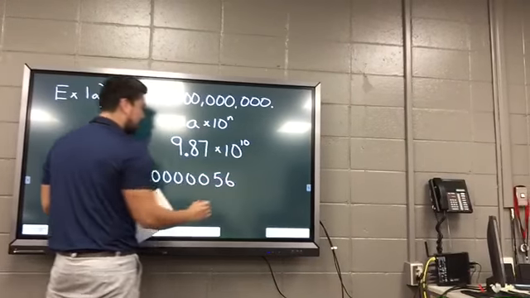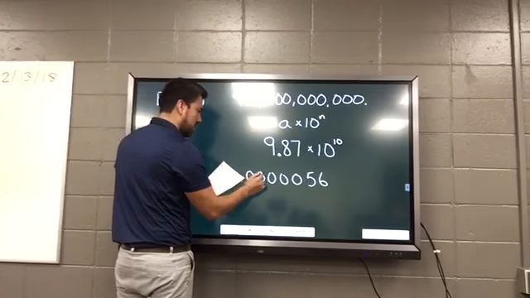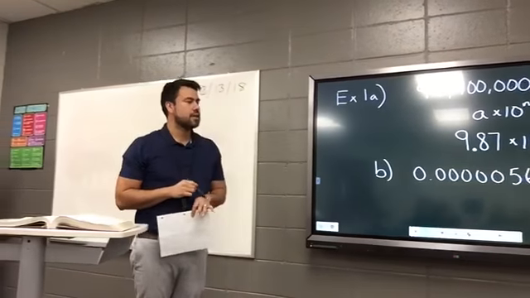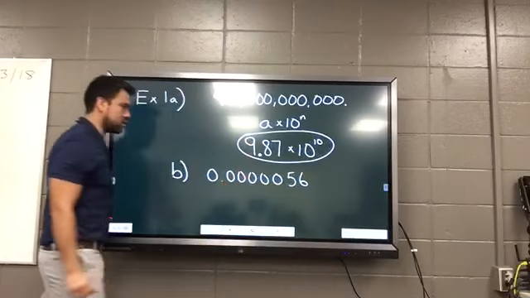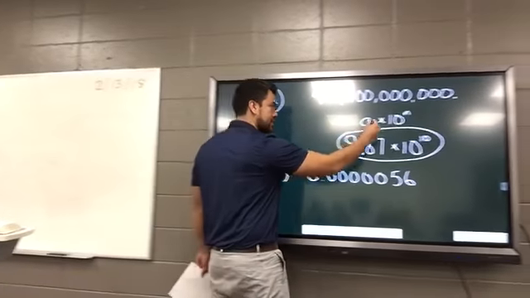0.0000056. Be careful on the zeros because sometimes you may write one too many, and that will throw off your answer. Okay. So I want to write in scientific notation. I'll circle this if you needed that answer. Right now, it is not in scientific notation because it's not in this format.